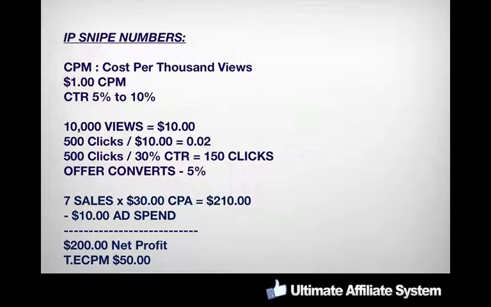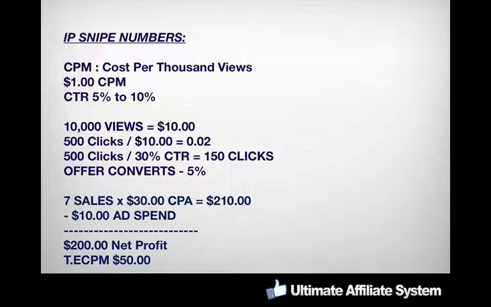All right, so IP snipe numbers, CPM. CPM stands for cost per thousand views. In this example, I'm paying $1 CPM. You're going to do this through your retargeting networks. CTRs, and this is why retargeting is so powerful, because the CTRs on retargeting is a lot higher than they are on traditional CPM buys. And that's the goal, you want your CTRs to be high when you bid on CPM.